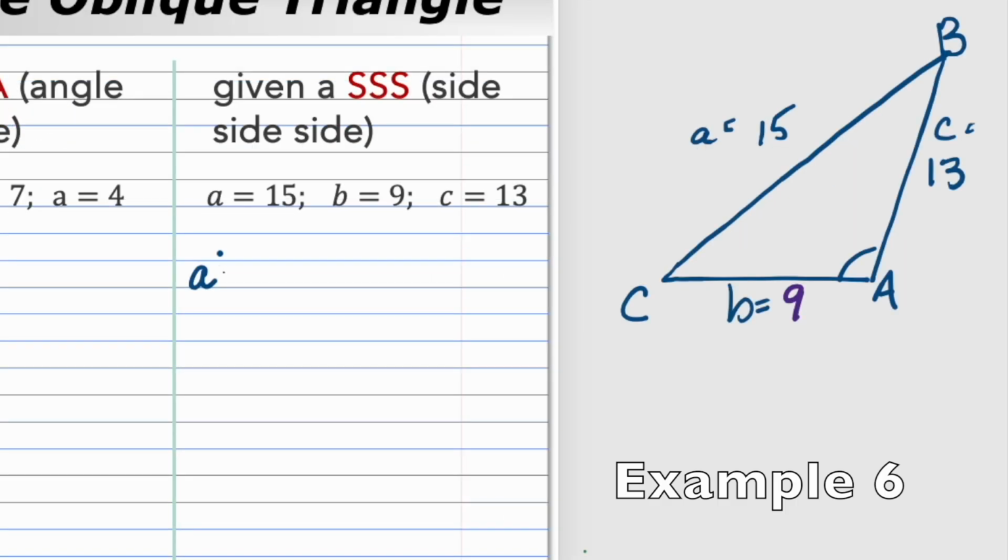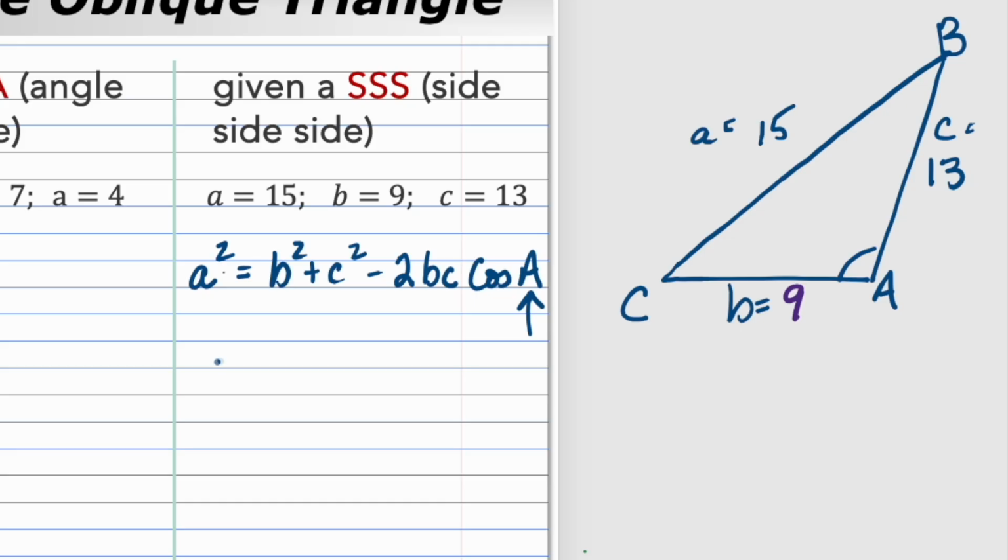Cosine law, a squared equals b squared plus c squared minus 2bc cosine of the included angle, where the included angle doesn't have to be called A. I mean, we could call it C here and use these two. In fact, let's do that just to show you that you don't have to have the letters corresponding, because on a formula sheet, you usually just get one version of the cosine law.